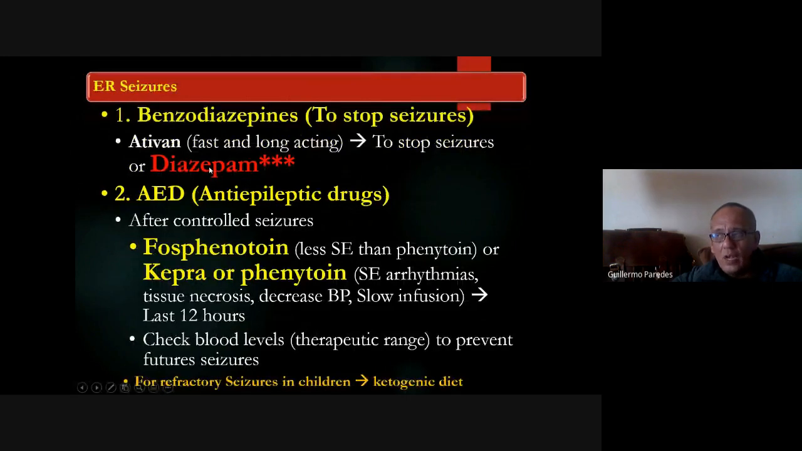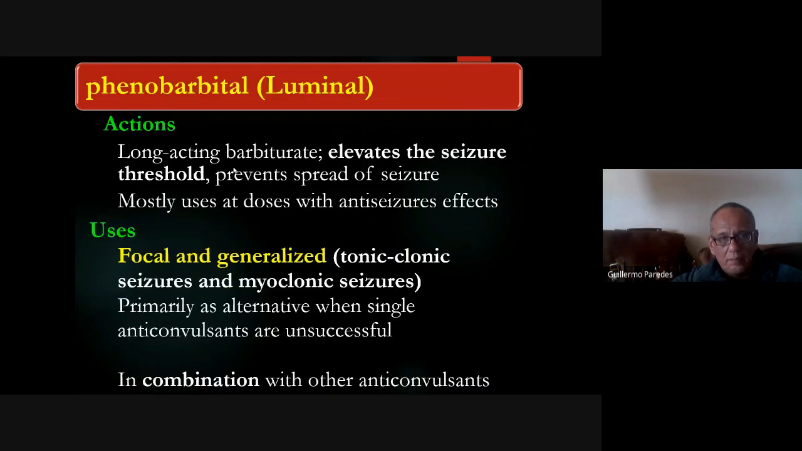So the first thing we are going to give is diazepam, 5 to 10 milligrams a vial, IV, and that stops the seizure. Diazepam. Phenobarbital, second, is to sedate the patient.